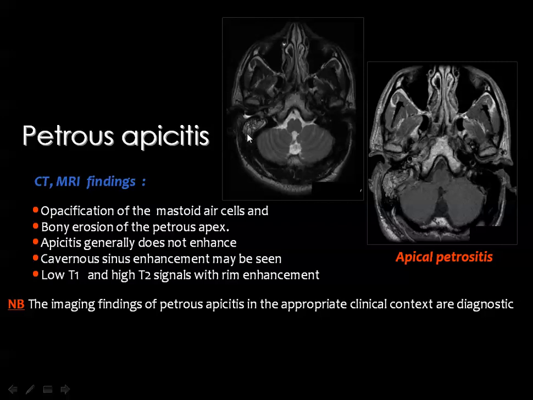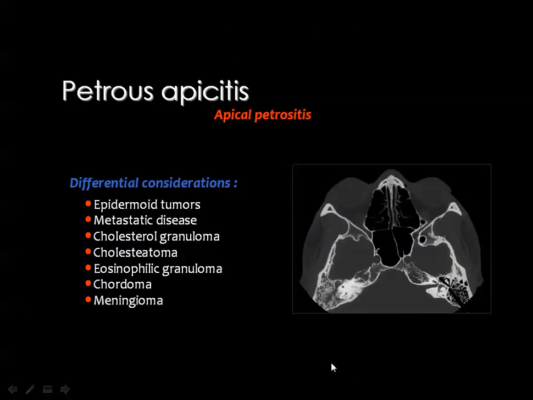And in this post-contrast T1 weighted image, you see that this is the normal fat in the skull base bones, and this is the normal appearance of the apex of the petrous bone on the left side. And here you can see there is some enhancement of the apex of the petrous bone together with the inflammation in the mastoid air cells.